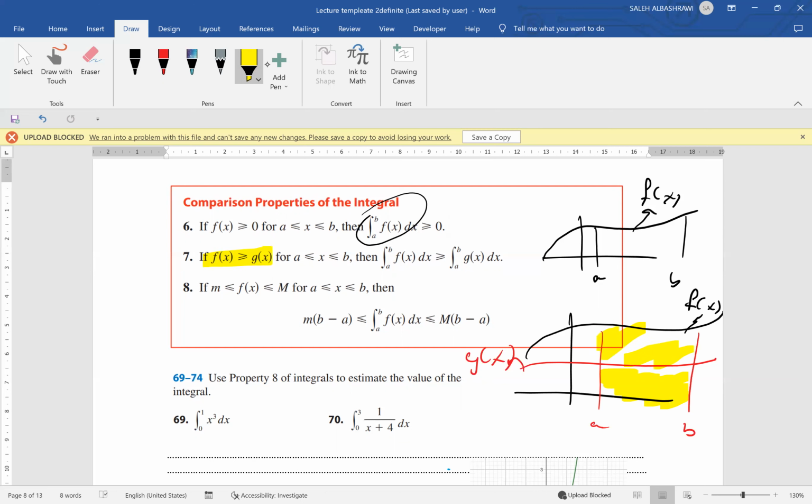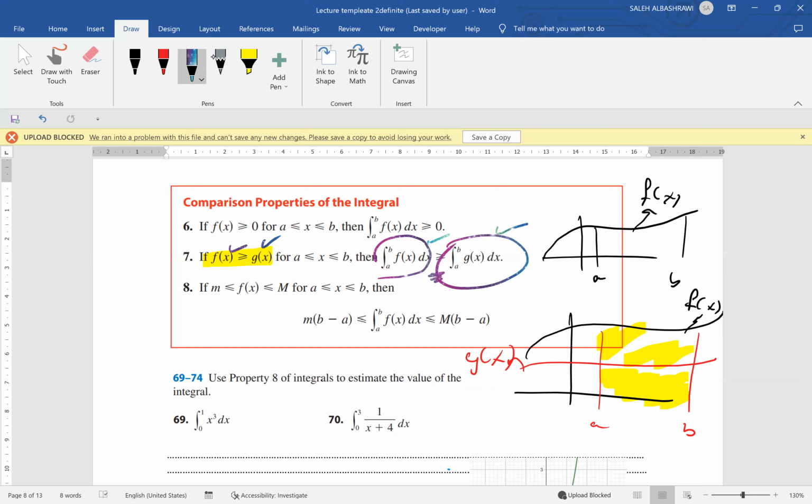In the definite integration, we will say that the definite integral of f of x will be greater than the definite integral of g of x for the same interval a to b. So f of x greater than g of x means the definite integral of f of x is greater than the definite integral of g of x.